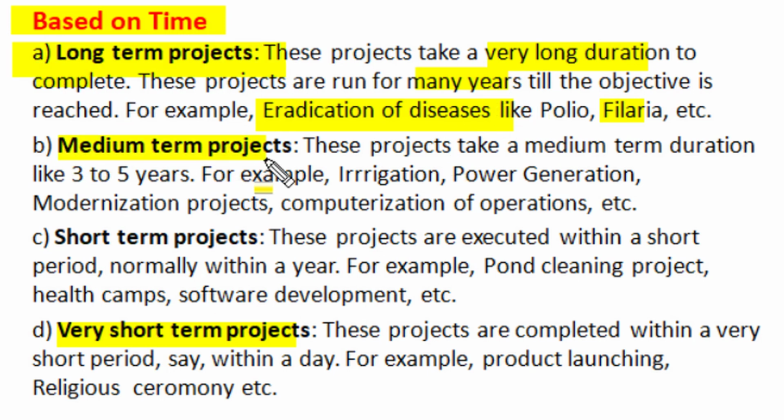Now, medium-term projects take medium duration, say 3 to 5 years, and majority of irrigation, power generation, modernization, or computerization action are such type of medium-term projects. Short-term project take a short duration, normally a year, such as pond cleaning project in a particular pond, health camp in a certain area, and new software program development. All these are short-term projects. They may be completed in less than a year's time.